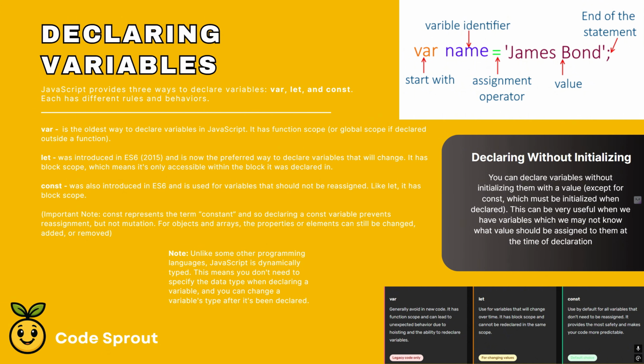For this tutorial, we will primarily be using the let declaration, which was introduced back in ES6 of 2015. And is now the preferred way to declare variables that will change. It has a block scope, which means it's only accessible within the block of code that it is declared in. An important thing to note regarding constant variables is that const variables represent the term constant, and declaring a const variable prevents reassignment, but not mutation. For objects and arrays, the properties or elements can still be changed, added, or removed.